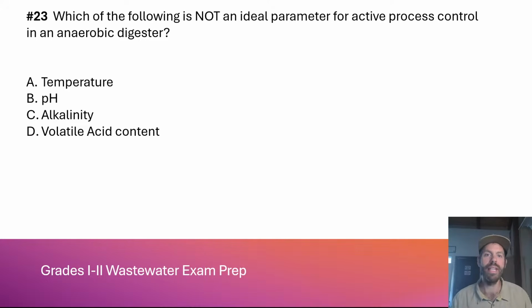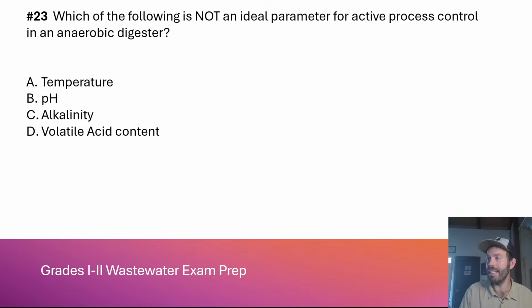Which of the following is not an ideal parameter for active process control in an anaerobic digester? A, temperature, B, pH, C, alkalinity, D, volatile acid content. This is an anaerobic digester. Which is not an ideal parameter for active process control. So this is going to be more of a grade 2 question, bordering on a grade 3 question. Okay, so you might see this on a 3. I had something similar to this on my 3, but it was asked in a different way.